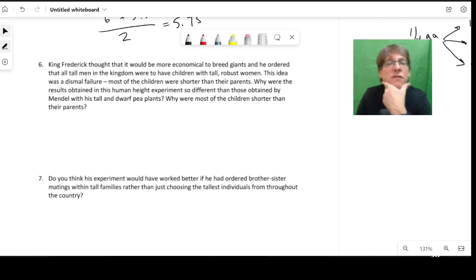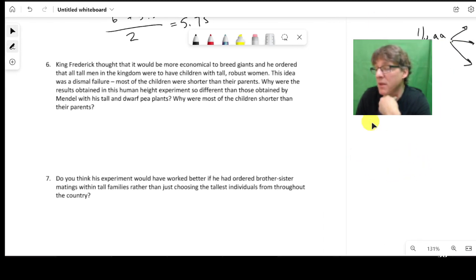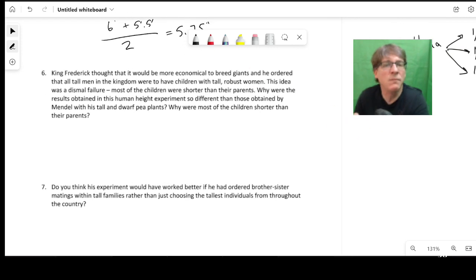So this didn't work very well for the king of Prussia. He tried and it didn't quite work. And so the question is why. The reason is that it's a lot more complicated than two genes. I'm not going to write out an answer for this, but it's more complicated than just two genes. We have those 70 different genes, which means we have many different ways that we can get to that 7-foot mark.